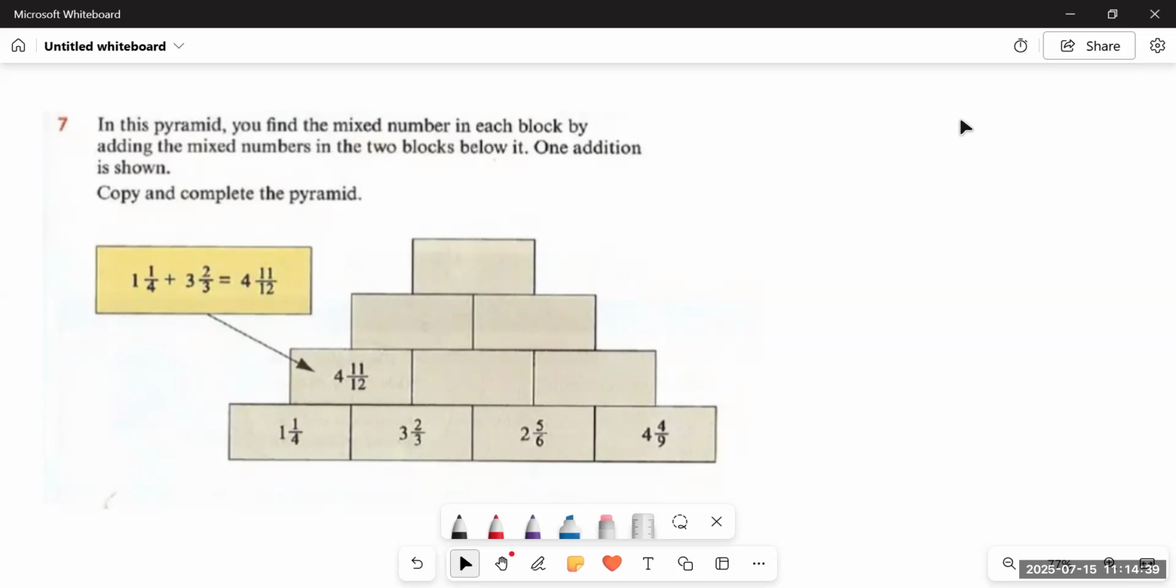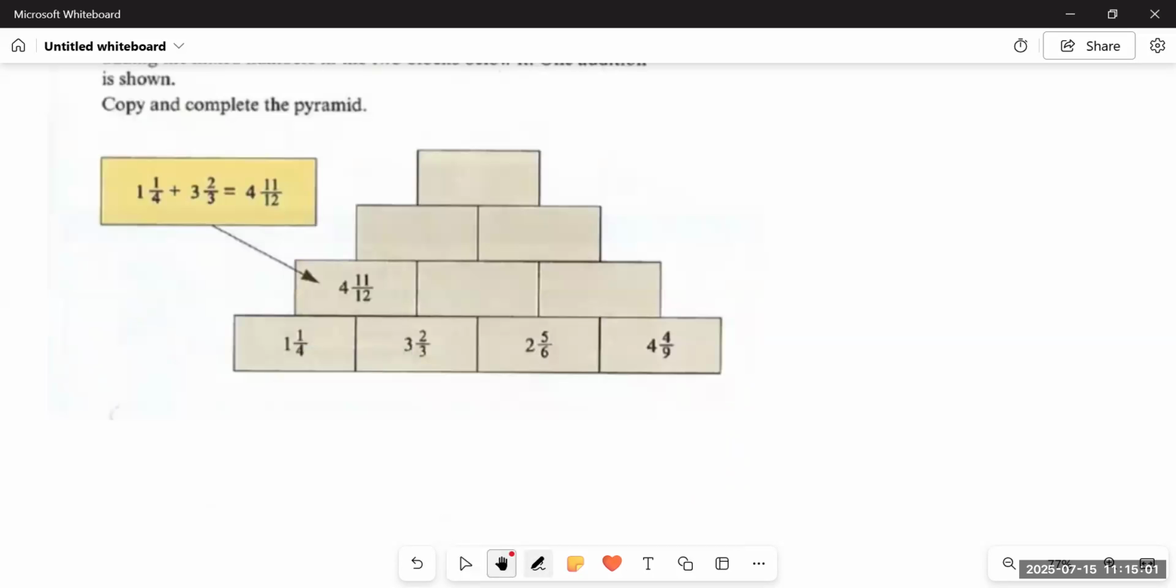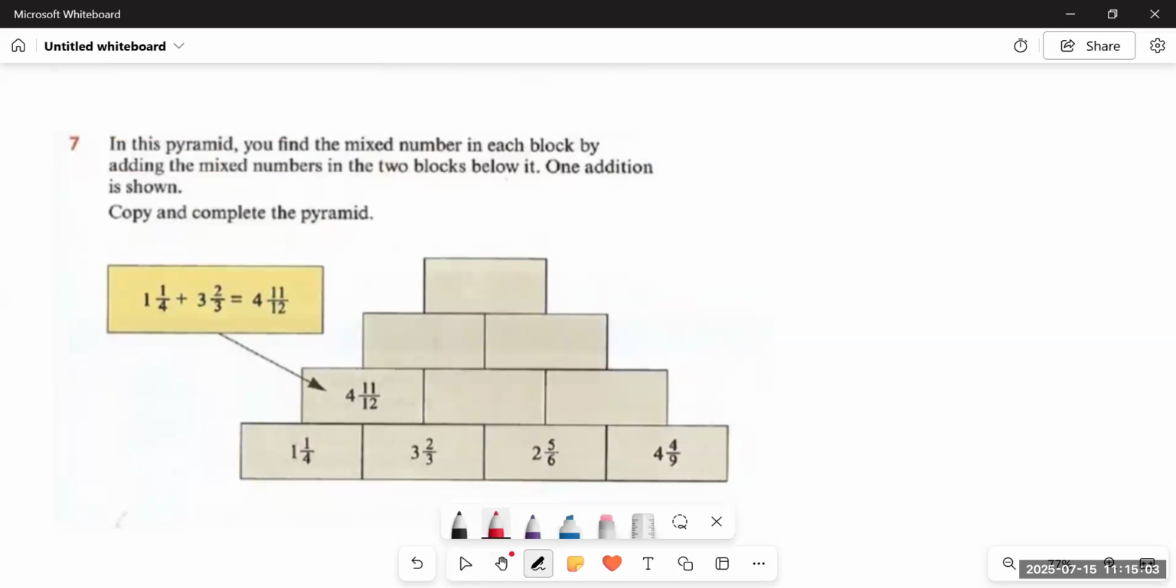Here we are provided with a pyramid, and we have already solved a lot of pyramids before as well. So let's see, what do we have to do in this pyramid? It says you find the mixed numbers in each block by adding the mixed numbers in the two blocks below it. So they have already shown you how you have to solve it. Basically, you have to go from the bottom to the top. We are provided with a few fractions at the bottom and we have to work backwards. So how are we going to do that?